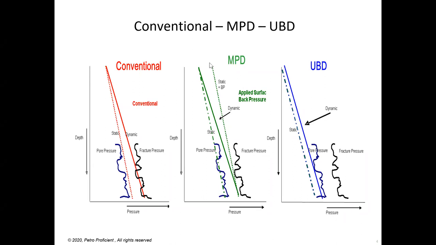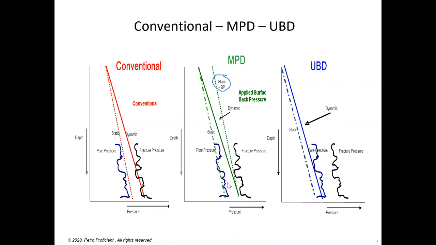Now, look at this other, the third line. Look at the third line over here. The one that we have, which says static and with back pressure. So what we do when we are static, we apply back pressure. So we do not take the pressure back to the original value, and thus we maintain the same pressure in the well. This is how it is done with the MPD.